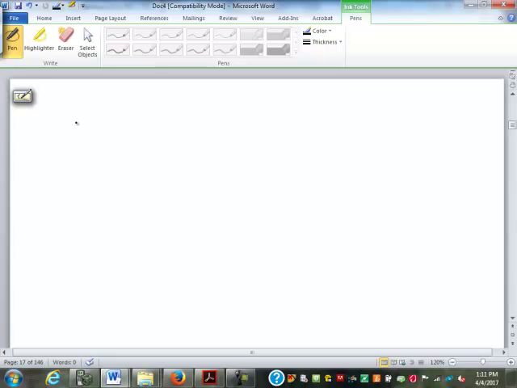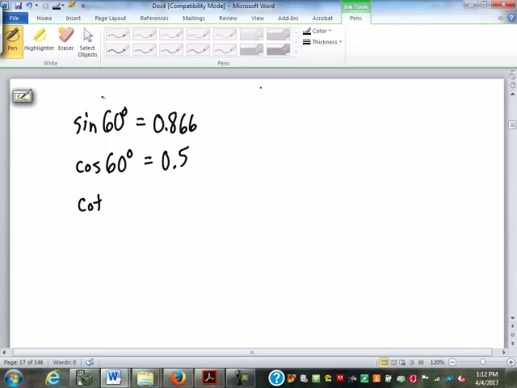So let's do sine of 60 degrees. Type that in, tell me what you get. 0.866. Perfect. Cosine of 60 degrees. 0.5 is perfect. Tangent is 1.732. Good.